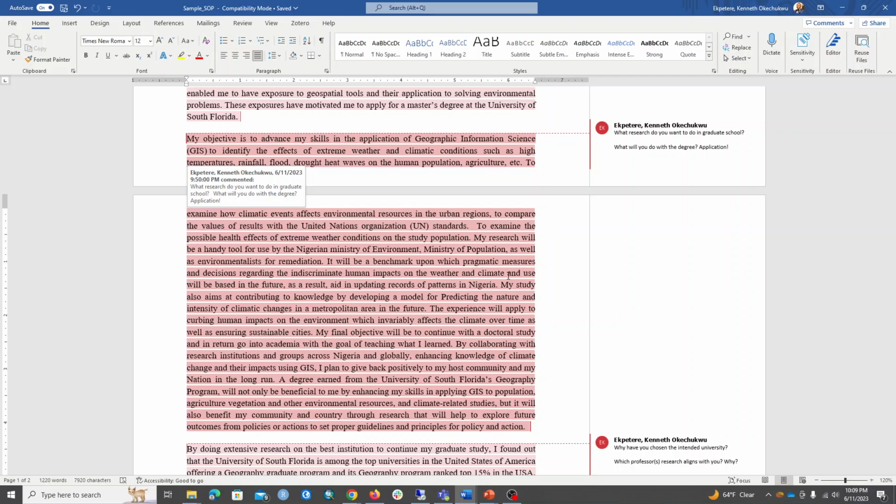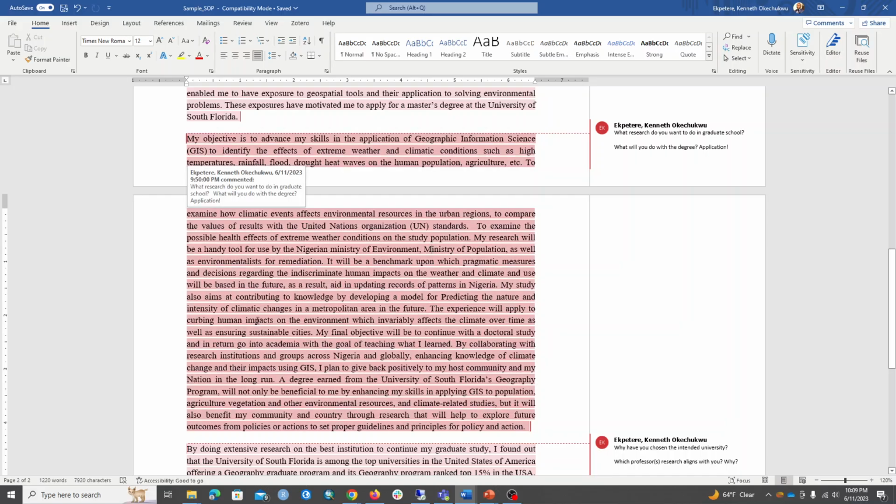It will be a benchmark upon which pragmatic measures and decisions regarding the indiscriminate human impact on the weather and climate will be based in the future. As a result, it will aid in updating the record of patterns in Nigeria. My study aims to contribute to knowledge by developing a model for predicting the nature and intensity of climate change in metropolitan areas in the future.